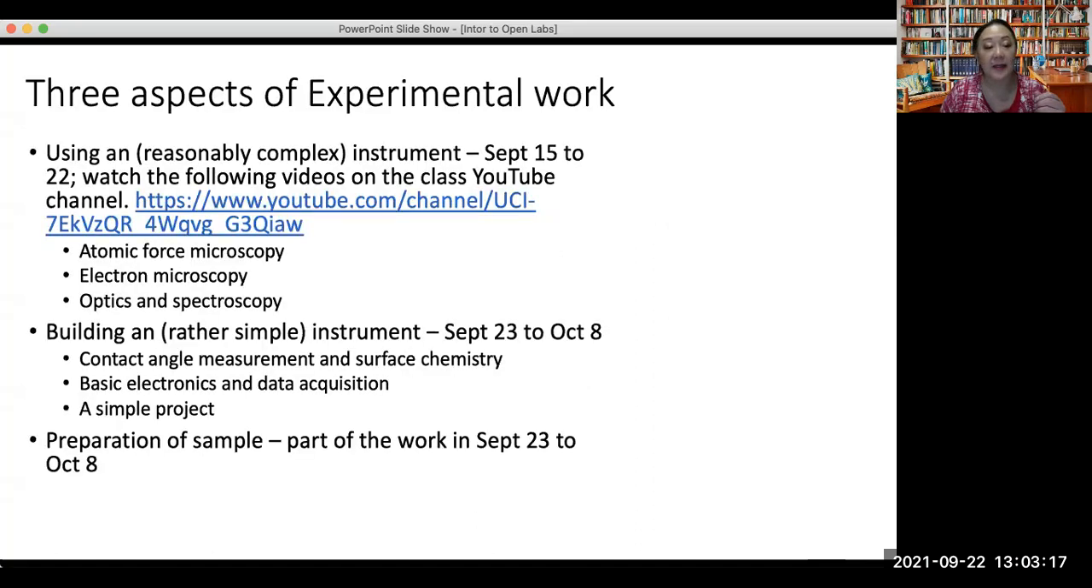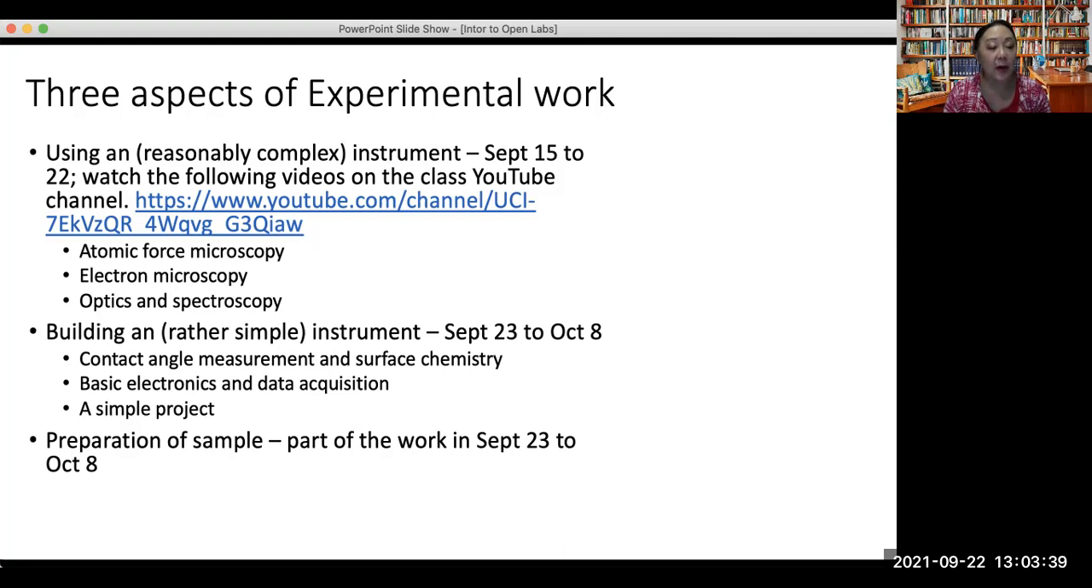So first of all, we'd like to be able to introduce you to 3 aspects of experimental work. The first part is about using a reasonably complex instrument, and this will be done by video. You can watch it on the class YouTube channel that's given out there, and it's also given in your Quercus and in the Discord channels.